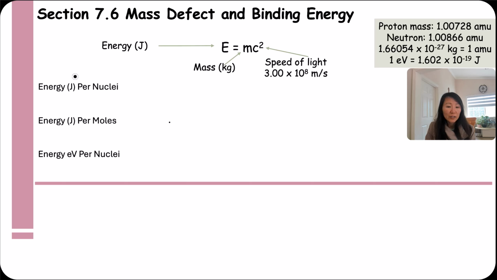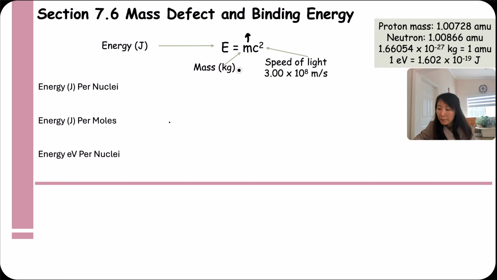We want the energy per nuclei, so every one nucleus that you make. Energy per mole, so for every mole that we make, how much energy is being released. And the energy in electron volts, this is more for physicists, per nuclei. So let's target energy per nuclei. So first we need to convert that mass into kilograms. So let's go ahead and do that. I'm going to do that right on top right here.